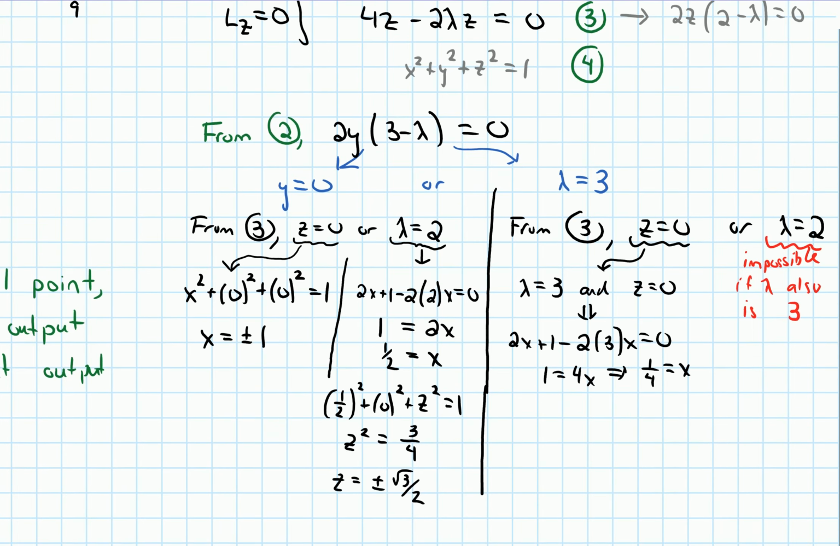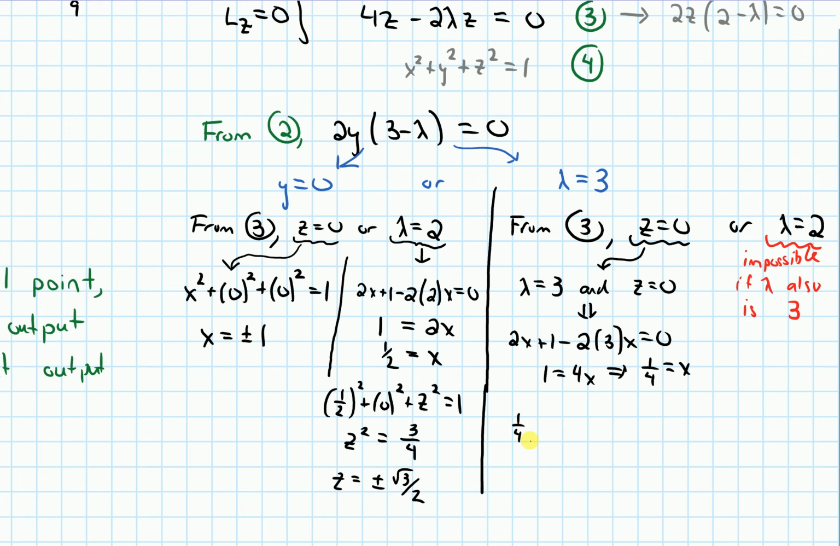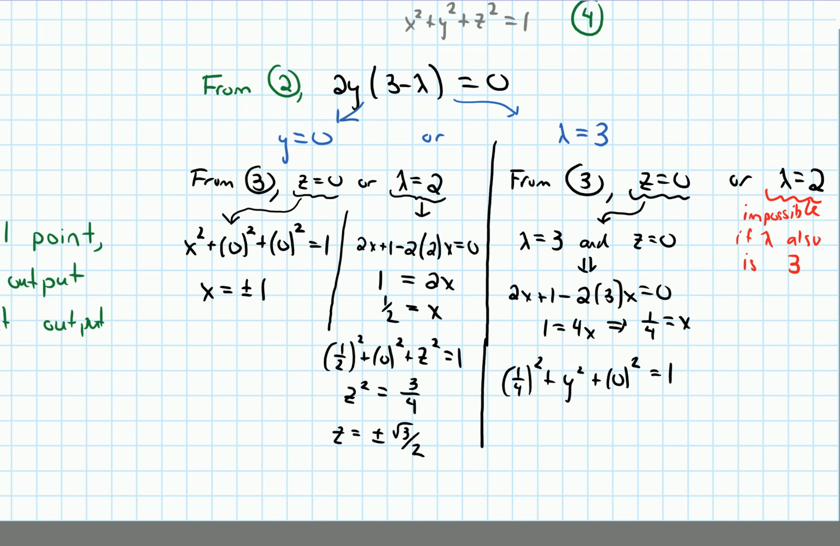So I can plug into my constraint to get 1/4 squared plus y squared plus 0 squared for z squared equals 1. And if I simplify this, we get y squared equals 15 over 16. If I do 1 minus the 1/4 squared term, 15 over 16. And if I square root this, we get y equals plus or minus, on the numerator I get square root of 15, and denominator square root of 16 is 4. All right, so we have worked out both of these cases when y equals 0 and when lambda equals 3.